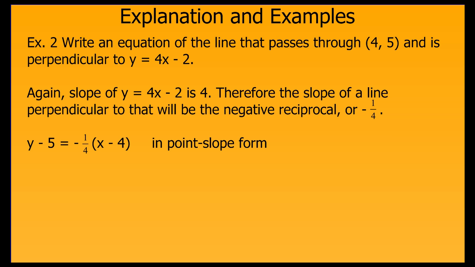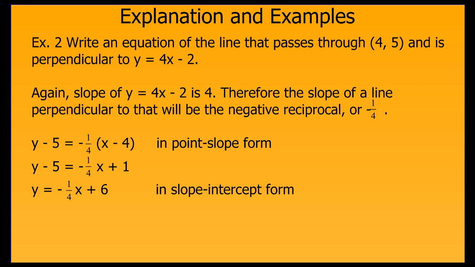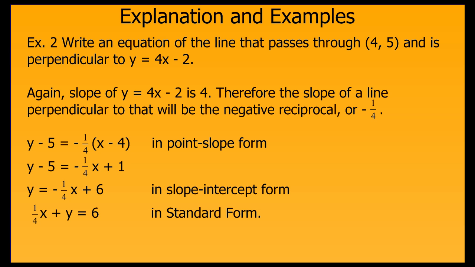Now we use point-slope form and fill in our point (4, 5) and our slope negative 1/4. Again, if we want, we can simplify it to slope-intercept form or to standard form, but we don't have to. We can leave it in point-slope form.